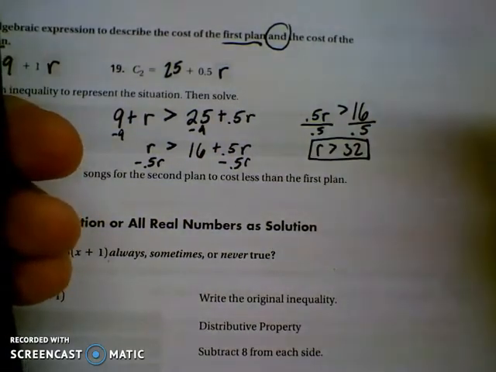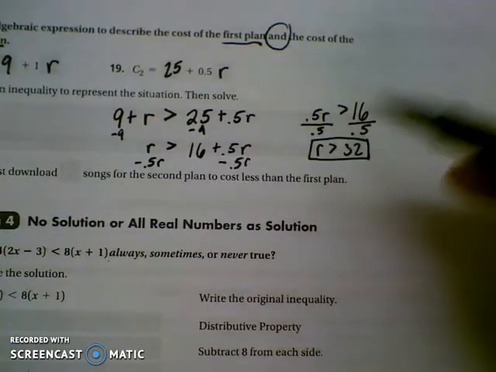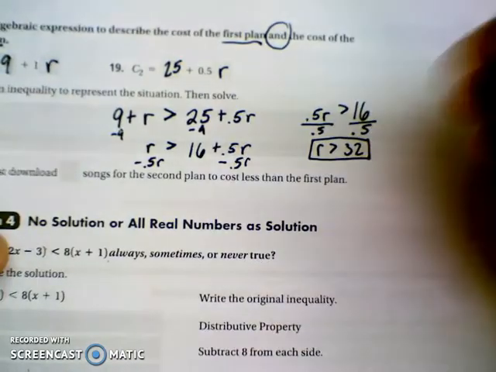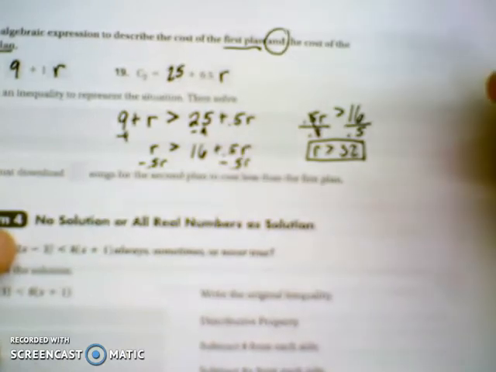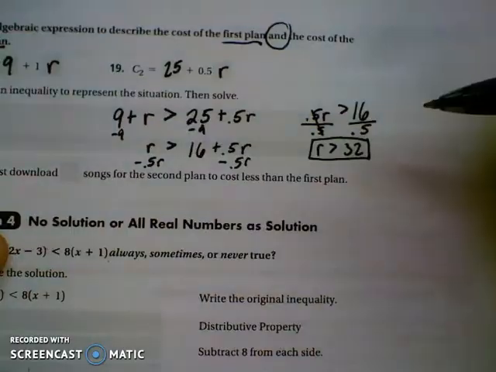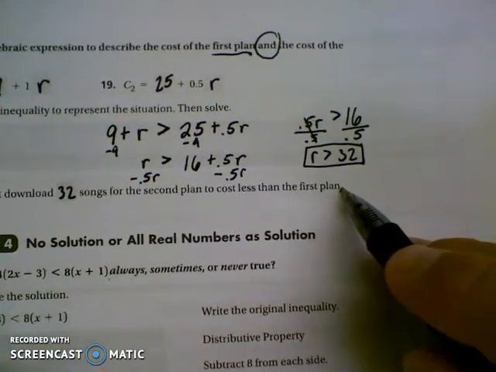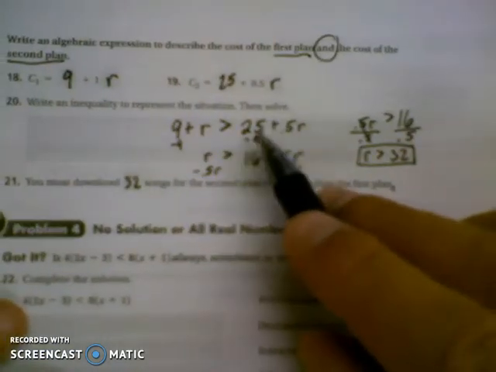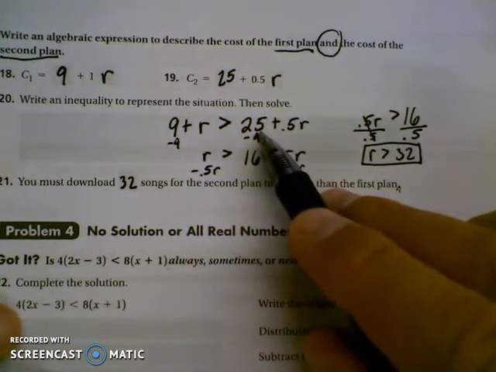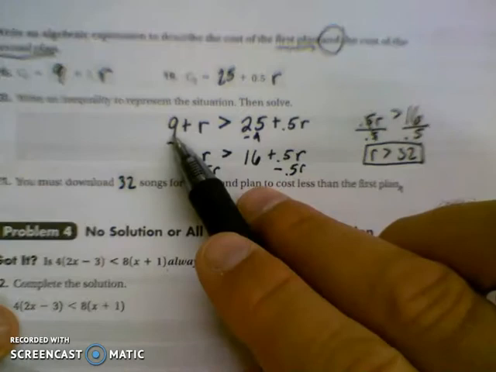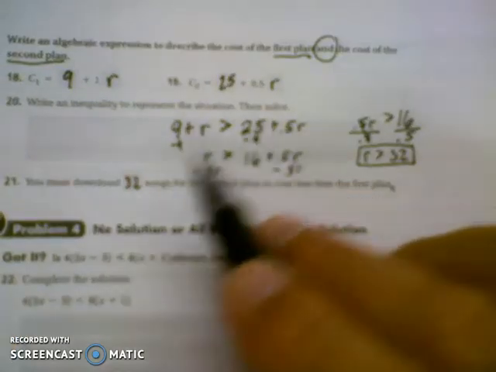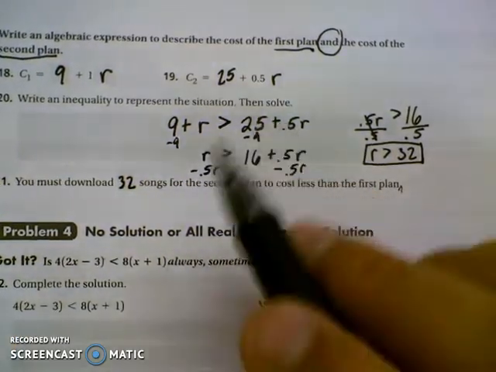And you can rewrite it any way you want to, but I like having the r on the left side. So these are crossed off. And so you must download at least 32 songs for the second plan to cost less than the first plan. Because the second plan we know is more expensive, right? And this is only $9 a month. This is $25 a month. So that's why we put this greater than this one.